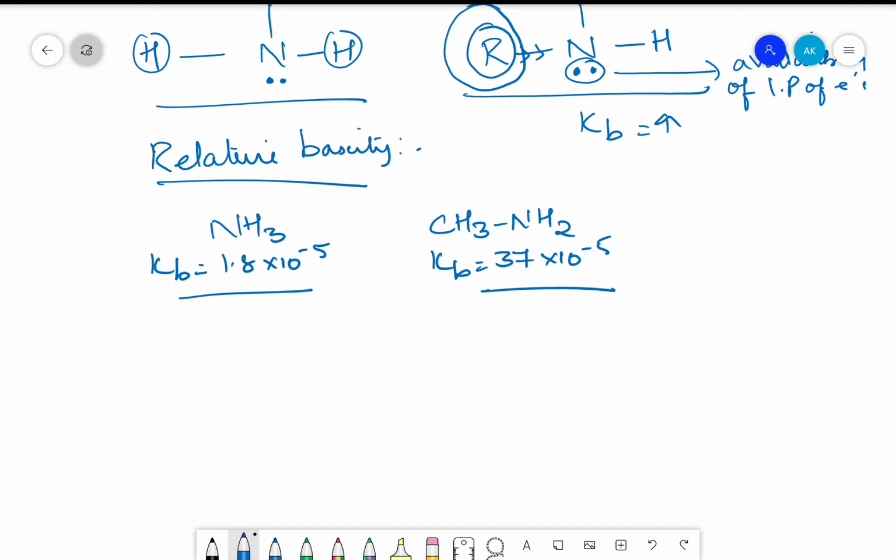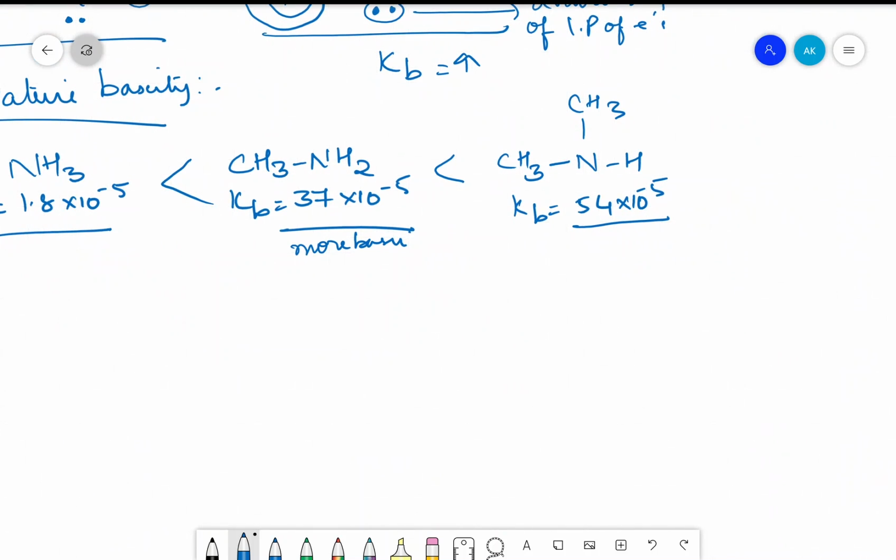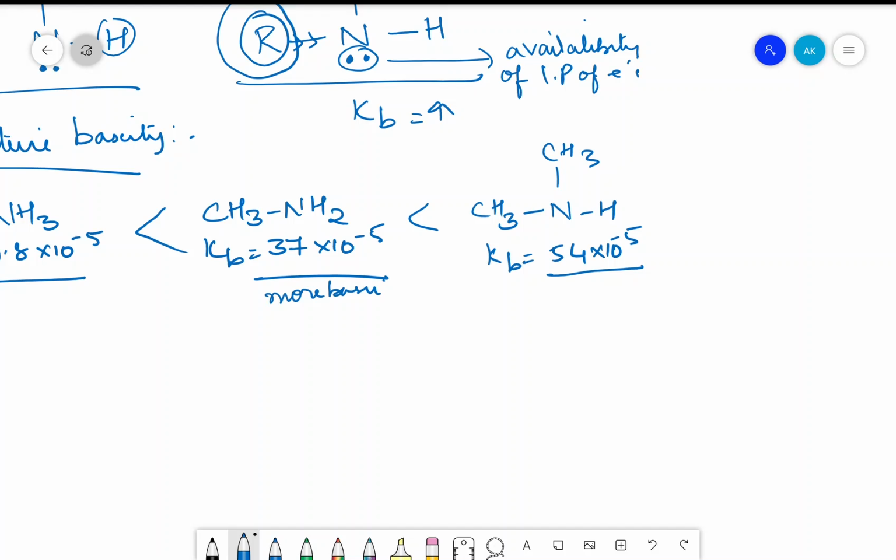So the value itself suggests that this is more basic than ammonia. Next compound is dimethylamine, that is CH3NHCH3. The Kb value for this compound is 54 into 10 to the power of minus 5. So this is more basic, followed by the compound that is CH3NCH3CH3.